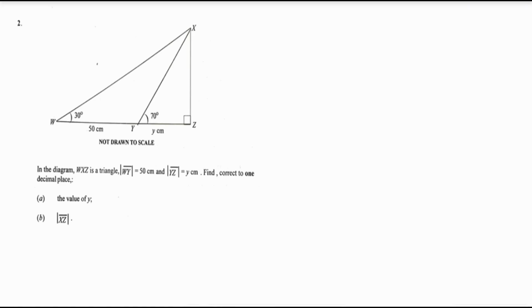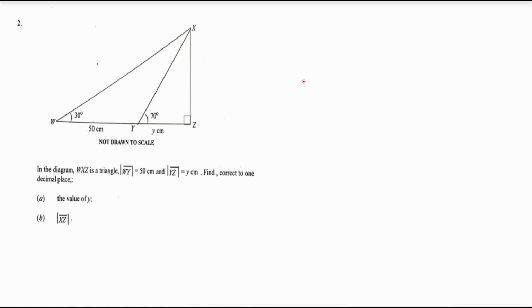Today we are solving essay question number 2 of the 2024 WASSCE Core or General Mathematics paper written by Ghana. The question has a diagram that is not drawn to scale. It says that in the diagram, WXZ is a triangle. The length of side WY is 50 centimeters, and the length of the side YZ equals y centimeters. Find, correct to one decimal place, (a) the value of y, and (b) the length XZ.